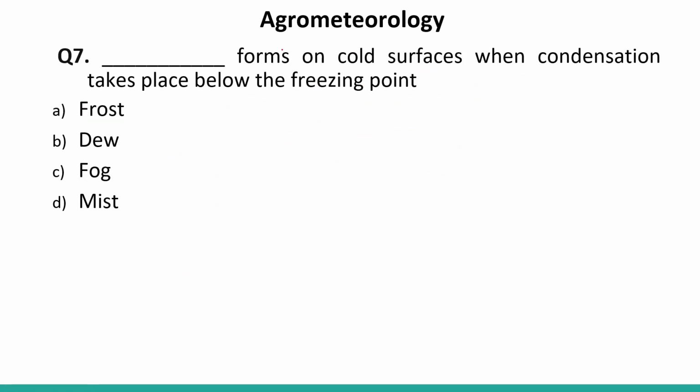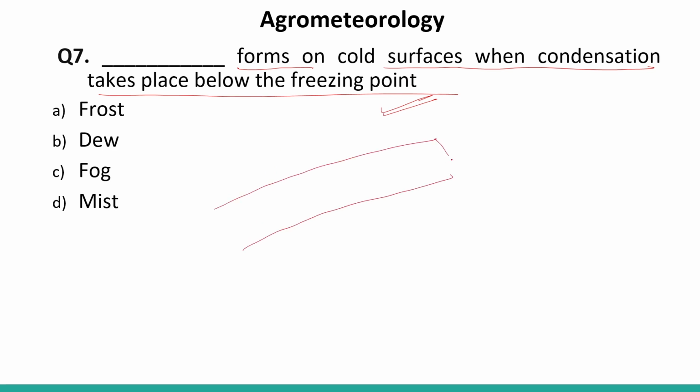Next question. Dash forms on a cold surface when the condensation takes place below the freezing point. Very important question. So dash forms on a cold surface. Suppose this is the cold surface. This surface is very, very cold, and water droplets are present here.